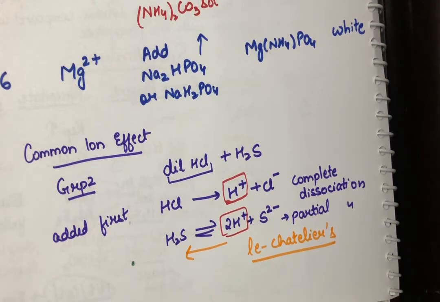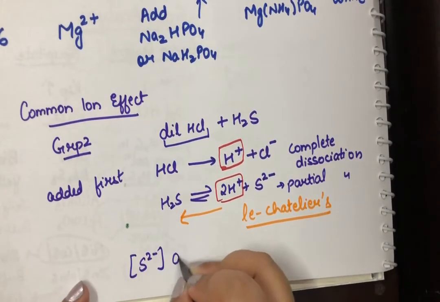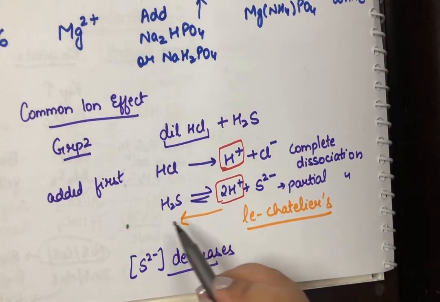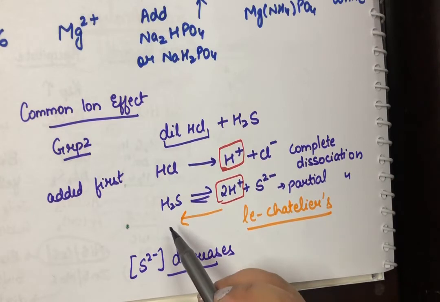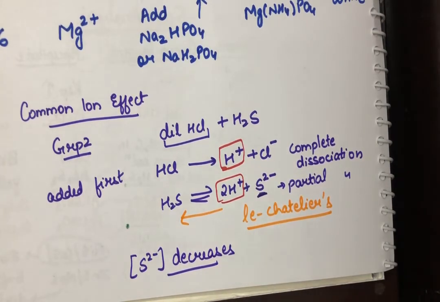So according to Le Chatelier's principle, the reaction moves in the backward direction. Now what will happen if the reaction is going in the backward direction? The concentration of S2 minus decreases. Why? Because moving in the backward direction means that it is now dissociating even less than before. So if it is dissociating less, then the concentration of sulfide ion also decreases.